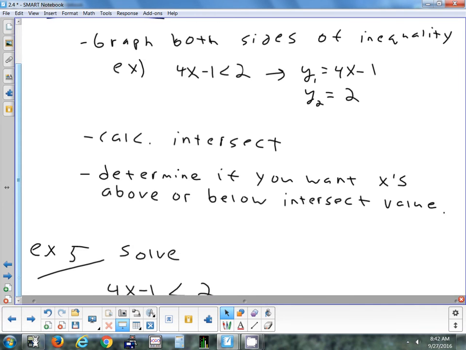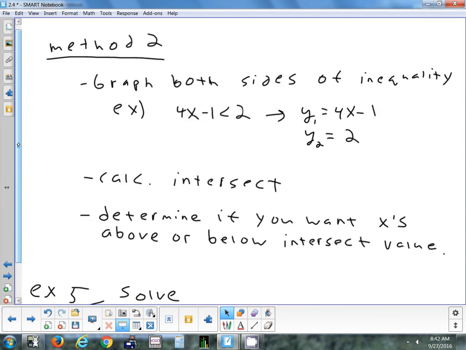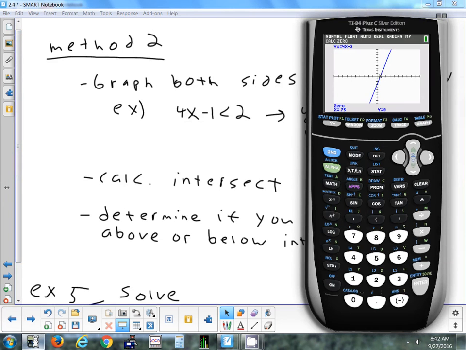Okay, so we're going to do the same problem again with method 2. Graph both sides of that inequality. Don't rearrange anything. Put 4x minus 1 in y1. Put 2 in y2. Now we know where these graphs cross. What I'm really looking for is where 4x minus 1, the blue graph, is less than 2, the red graph. Where is the blue graph below the red graph?